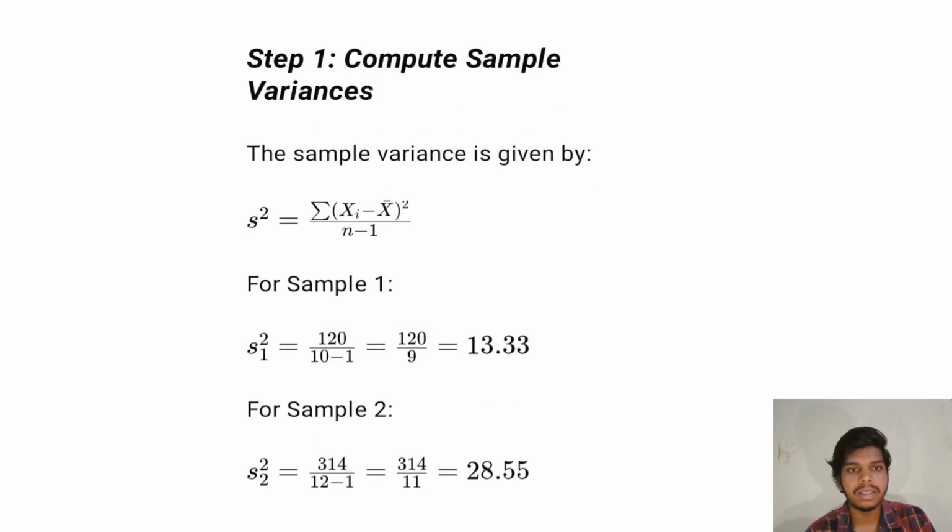Compute sample variances. The sample variance is given by S square equals summation of (xi minus x bar) whole square divided by n minus 1. For sample 1, S1 square equals 120 by n minus 1, equals 120 by 9, which gives 13.33. And for sample 2, S2 square equals 314 divided by 12 minus 1, that is 314 by 11, and finally we get 28.55.